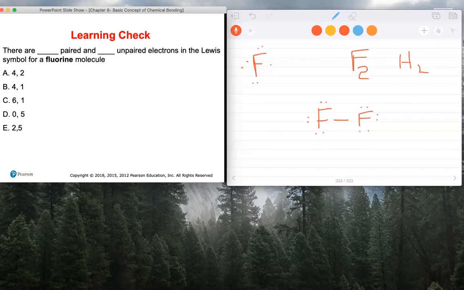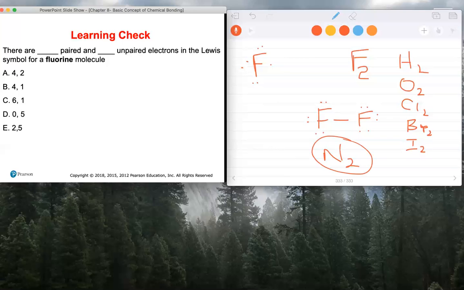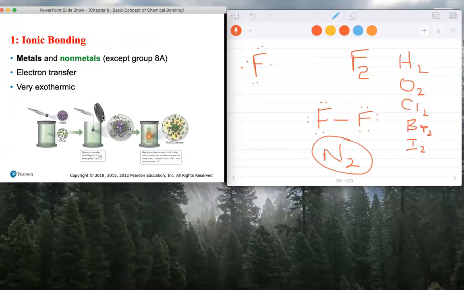Just to give you the diatomic elements, there are 7 of them: hydrogen molecule, oxygen molecule, chlorine molecule, bromine molecule, and iodine molecule. There are 7 of them, 1, 2, 3, 4, 5, 6. Which one am I missing here? Chlorine, iodine, oxygen. All right, there is nitrogen gas. I forgot about that. This is also a diatomic molecule. We will come back to the structures of molecules.